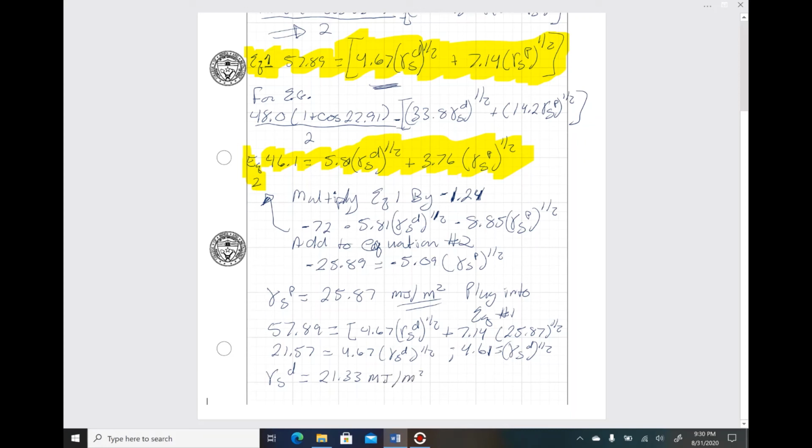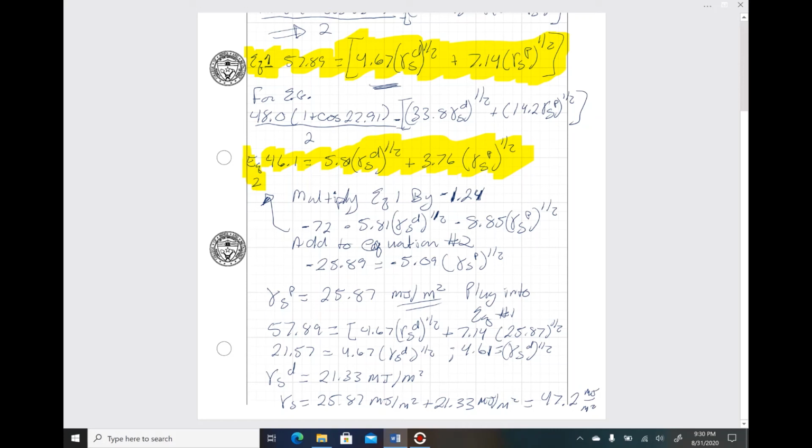So the total surface energy equals 25.87 plus 21.33, and I should be putting the units, so let me go back and do that. Plus 21.33, and that equals, let me plug in my calculator, 47.2. And there you have it.